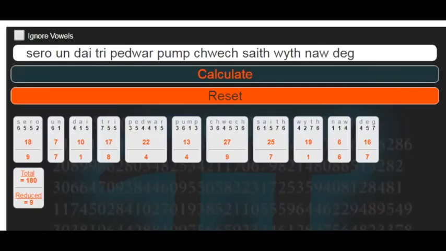His name? Yes, Andrew Davies. He sent me this. He said, "Hey, yeah, I did 0 through 10, right? 0 through 10, this is 180. That's Welsh."